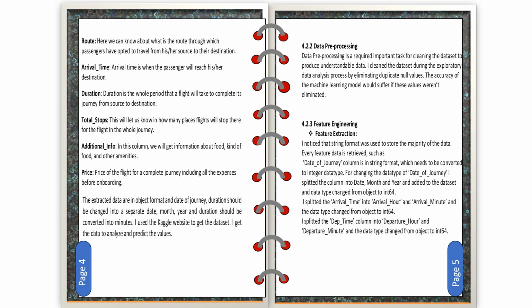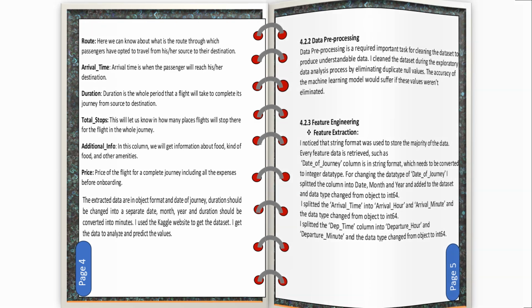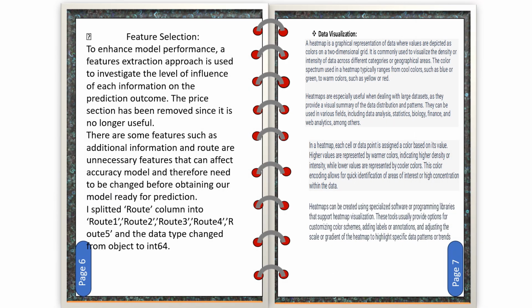By changing the data type of date of journey, I split the column into date, month and year and added them to the dataset, and the data type changed from object to int64. Even the same for arrival hour, arrival minute, and departure hour also. Next is feature selection. To enhance the model performance, a feature selection approach is used to investigate the level of influence of each piece of information on the prediction outcome.